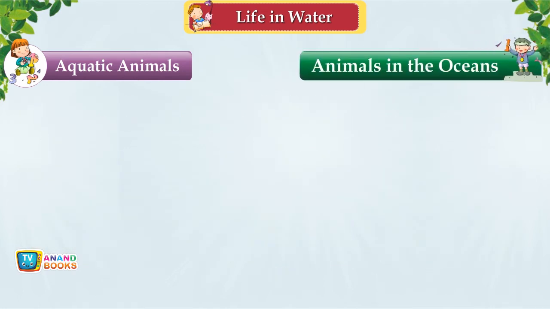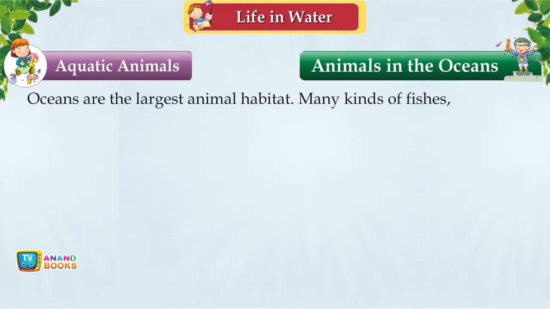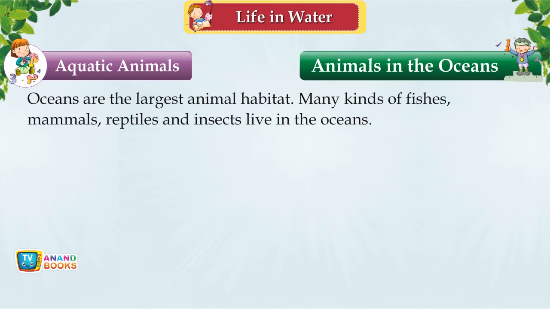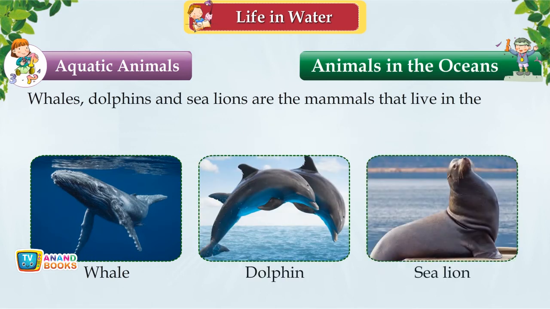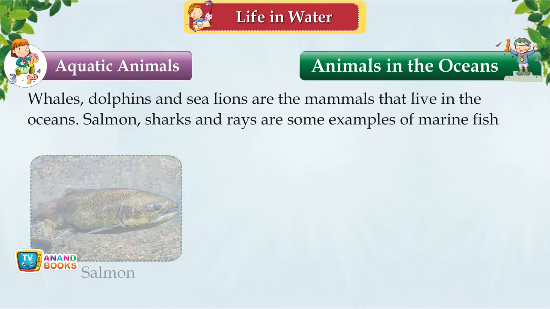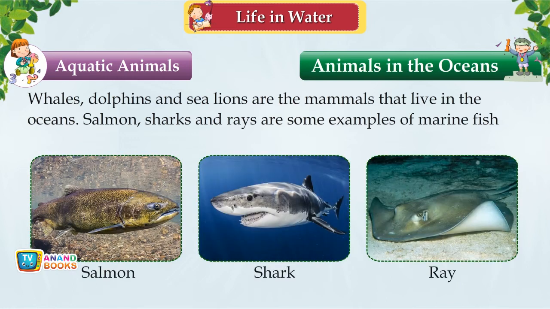Animals in the ocean. Oceans are the largest animal habitat. Many kinds of fishes, mammals, reptiles, and insects live in the oceans. Whales, dolphins, and sea lions are the mammals that live in the oceans. Salmon, sharks, and rays are some examples of marine fish living in oceans.